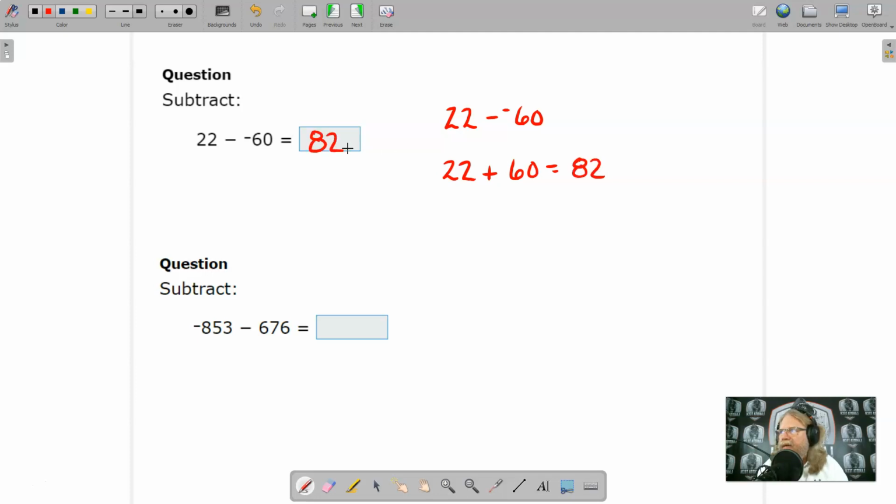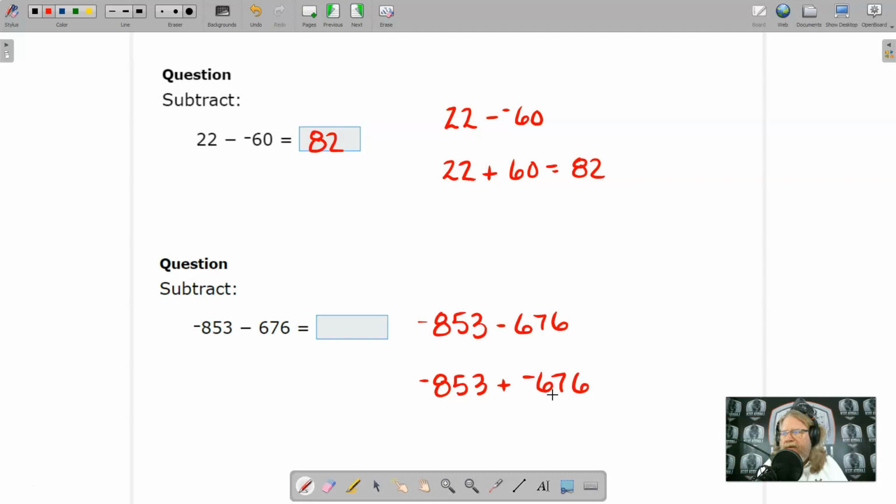for our final answer. Here I have negative 853 minus positive 676. Well, it's a subtraction, and I would prefer to add, so I'm going to change that to 853. Change the sign from subtraction to addition. The opposite of positive 676 would be negative 676.